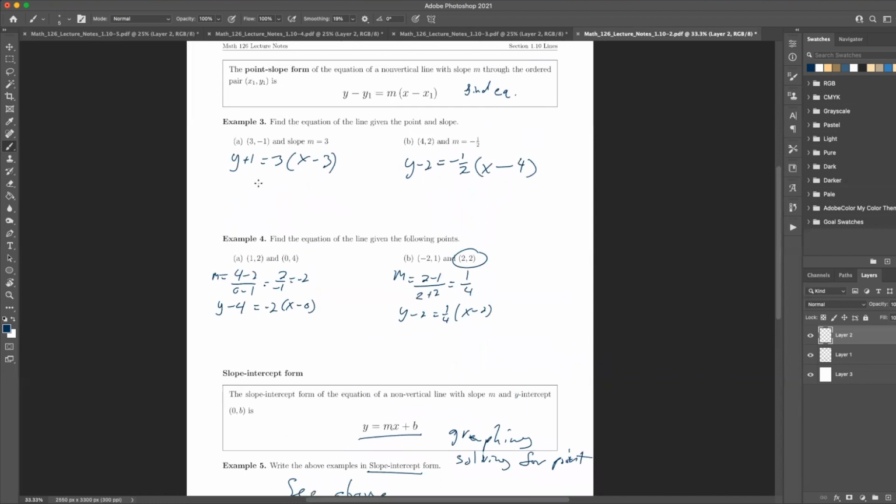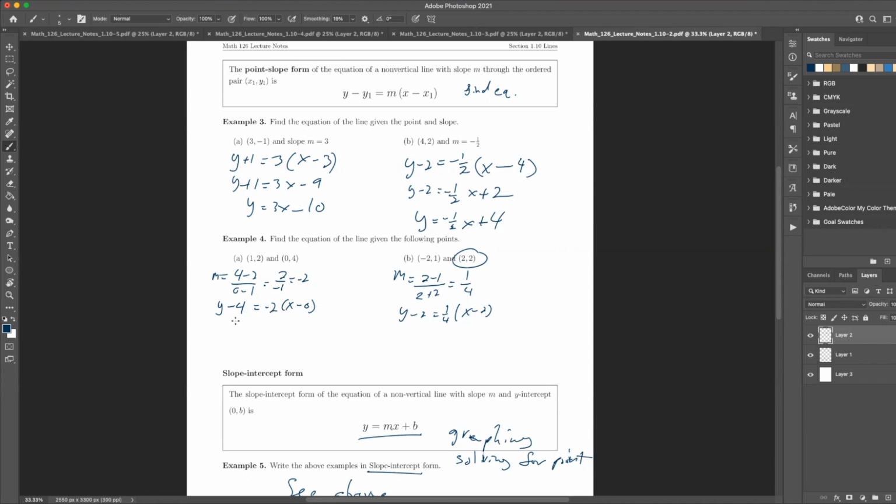Here, if I distribute the 3, I get 3x minus 9. Move over the 1, and I'll get y equals 3x minus 10. Here, if I distribute the half, I'll have 1/2 x plus, in this case, 2. And then if I move over the 2, I'll get y equals minus 1/2 x plus 4.